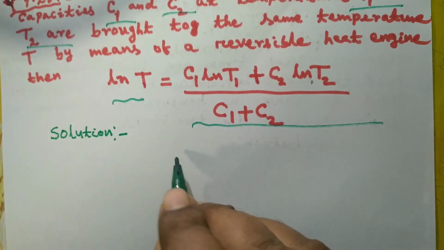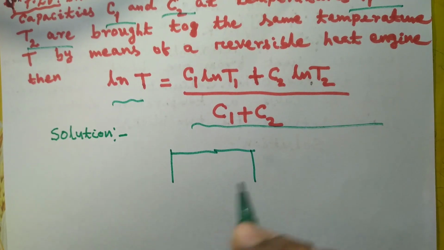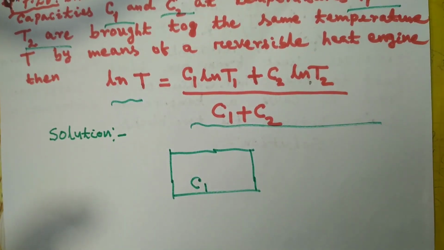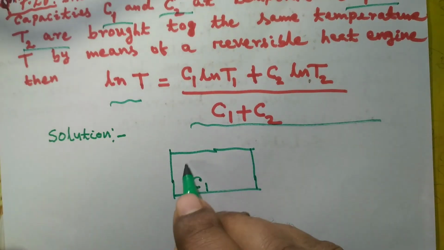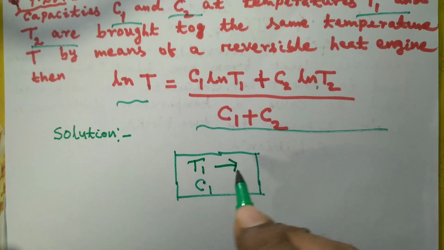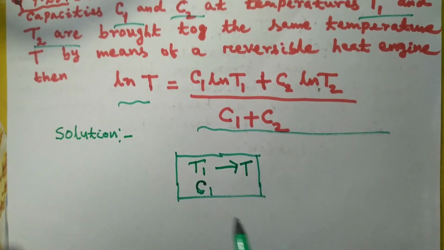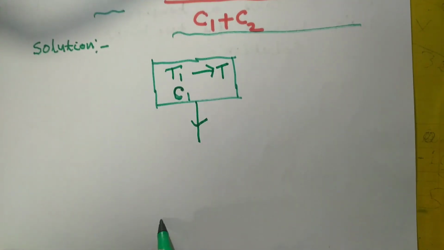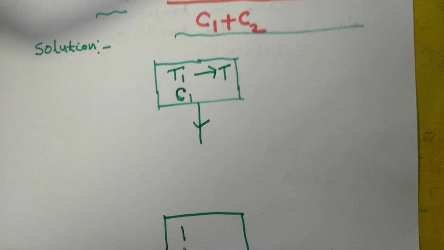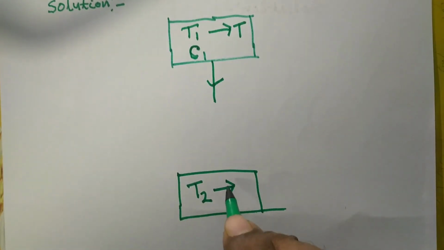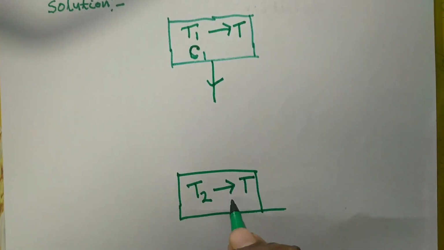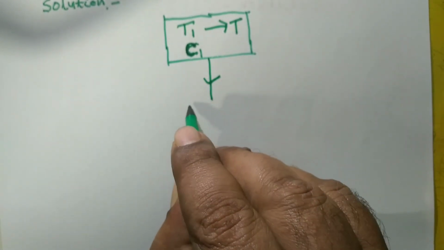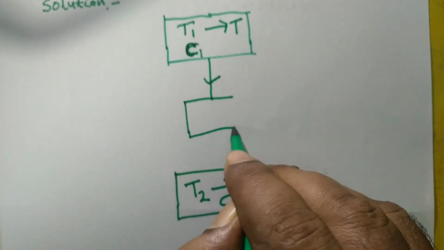So you see there are two bodies of thermal capacity C1 and C2. This body's thermal capacity is capital C1 and the initial temperature of this body is T1, and it is brought to a final temperature of T by operating a reversible heat engine. So a reversible heat engine will operate between these two bodies. This is the second body whose temperature is T2 and it is also brought to the common temperature T, and the heat capacity of this body is capital C2. This one is capital C1, that is the heat capacity of body 1 is capital C1. Heat capacity is nothing but the product of mass and specific heat.